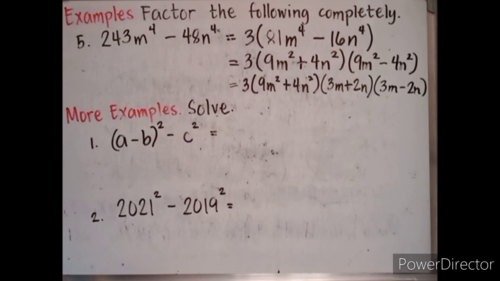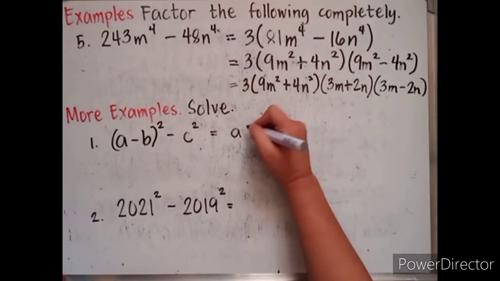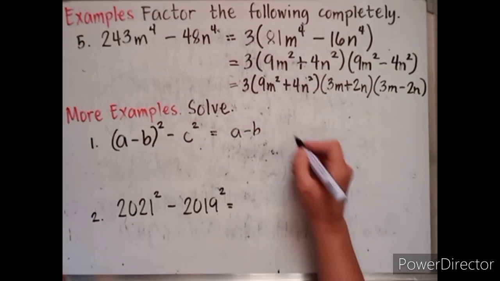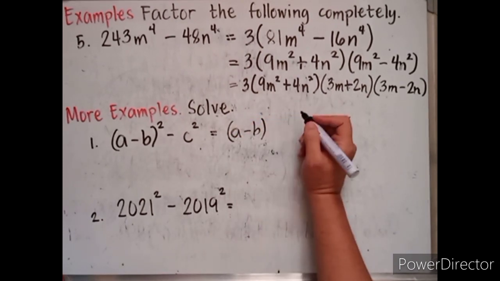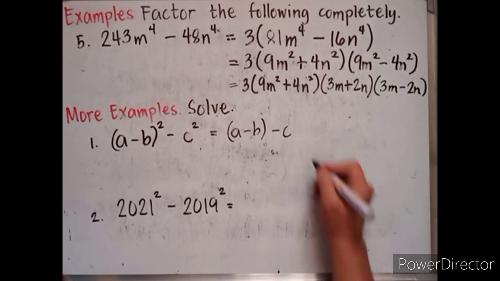Okay, next. Let's have some more examples. Okay, so obviously number 1 falls under DTS kasi minus to. Ito nga lang yung considered natin as first term, tapos ito yung second term. So what will be its factors? So that will be our factors. A minus b for the first term. Square root of (a minus b) squared is a minus b, minus c. So that's the first one.